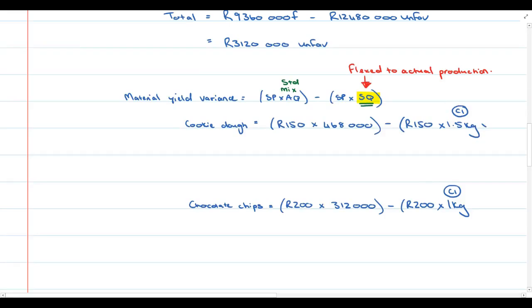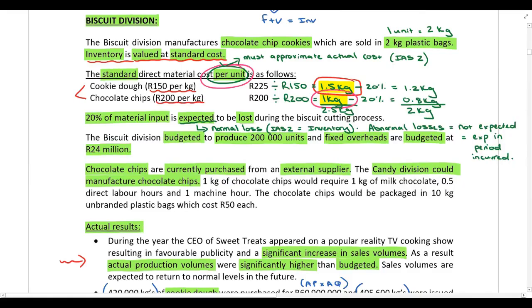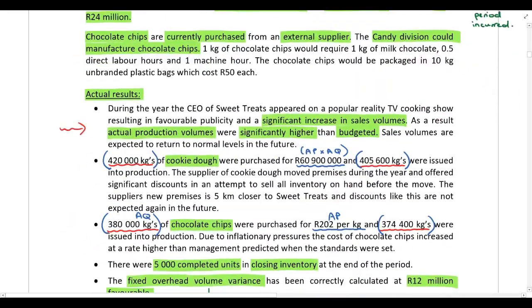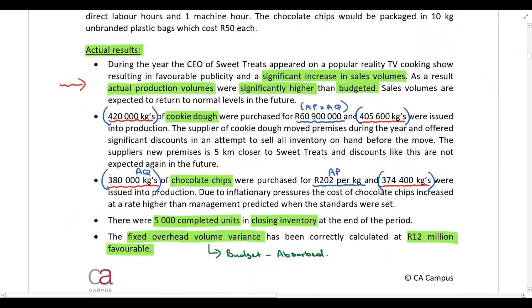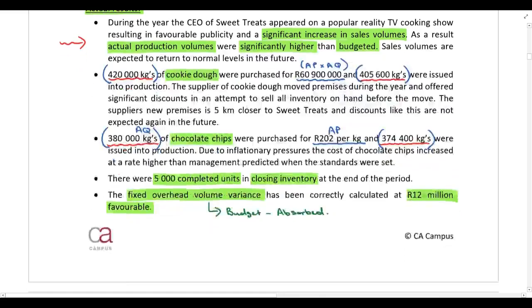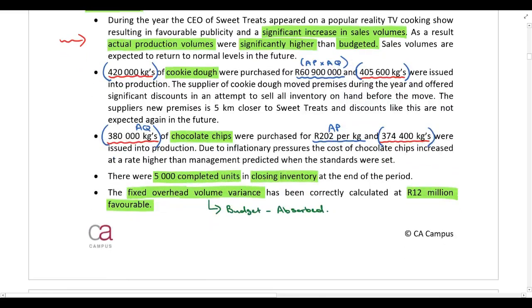All right, and like I said, we now need to multiply this by actual production. And if you go back to the information provided in the scenario, guys, we were not given actual production. We have some of the actual results over here, but we don't have actual production. So, based on the information that you have been provided with, you need to come up with a way to calculate actual production. And what you needed to identify is you've been given the fixed overhead volume variance.